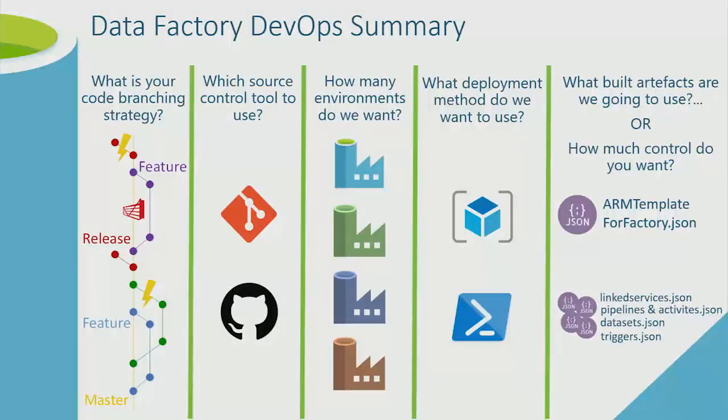And very quickly, to summarize, if you want to do Data Factory DevOps, if you want to deploy it, here is a summary of the questions that you need to ask yourself. What branching strategy, what Git repo are we going to use, whether it's the hub version or not? How many data factories do we want? What deployment method are we going to use? And what artifacts are we actually going to use to do that deployment?